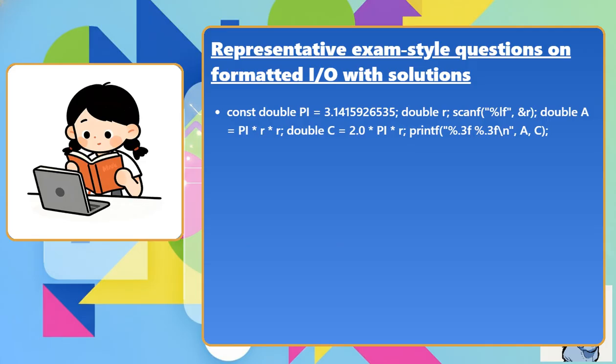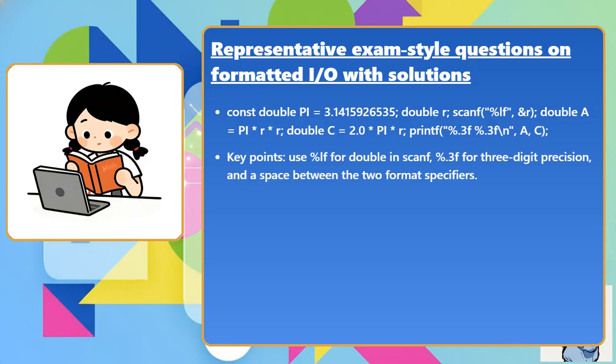const double pi = 3.14159265359; double r; scanf("%lf", &r); double A = pi * r * r; double C = 2.0 * pi * r; printf("%.3f %.3f\n", A, C). Key points: use %lf for double in scanf, %.3f for 3-digit precision, and a space between the two format specifiers.